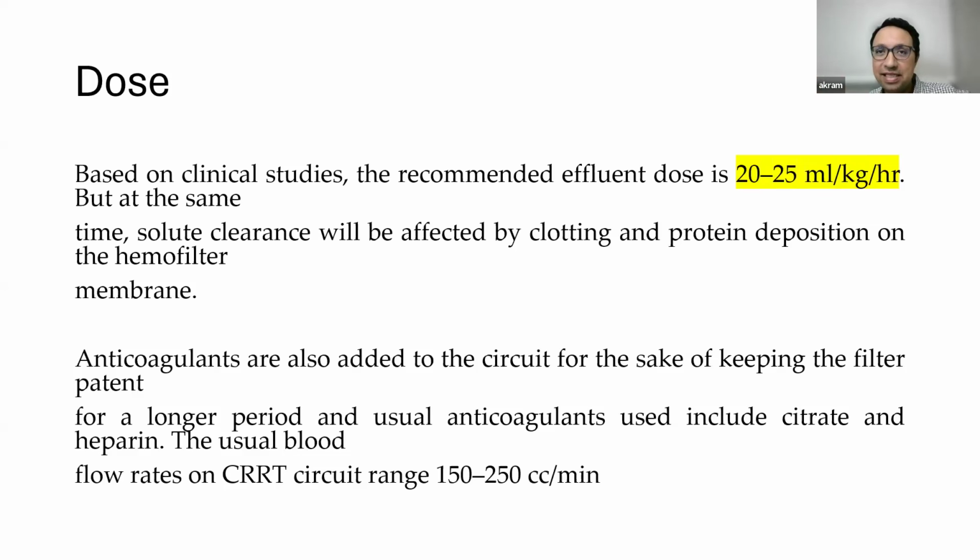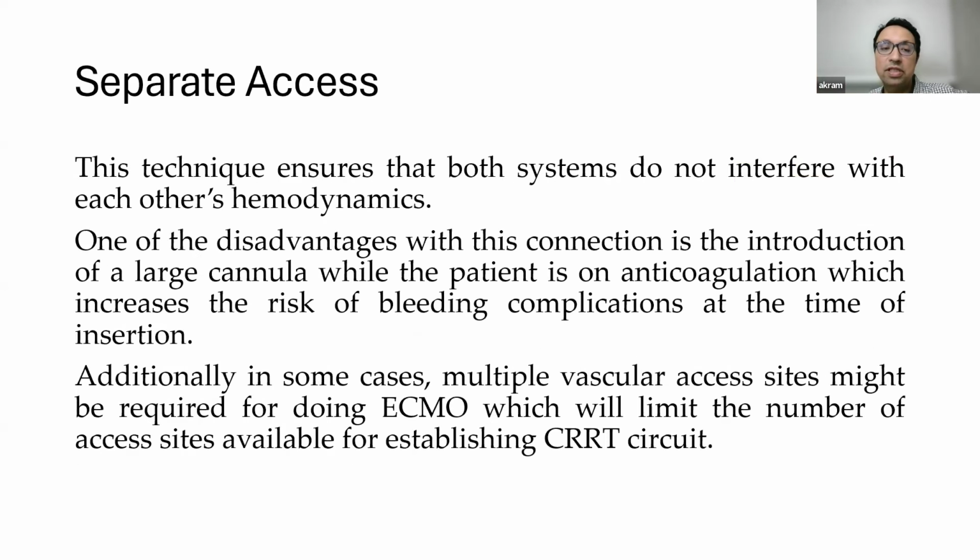We slightly increase the dose when we use the pre-pump diluent, but usually 25 is sufficient. And higher doses did not show any difference in survival in these patients. The blood flow rate is usually in the range of 150 to 250 cc per minute.